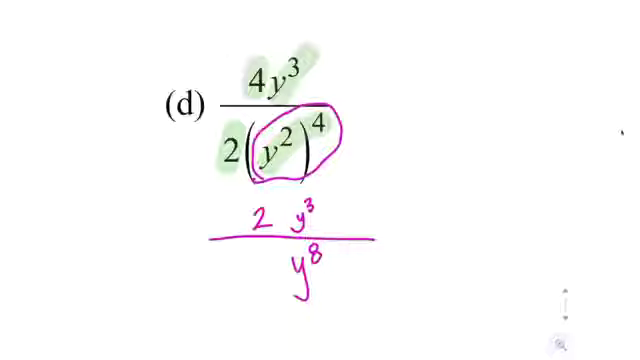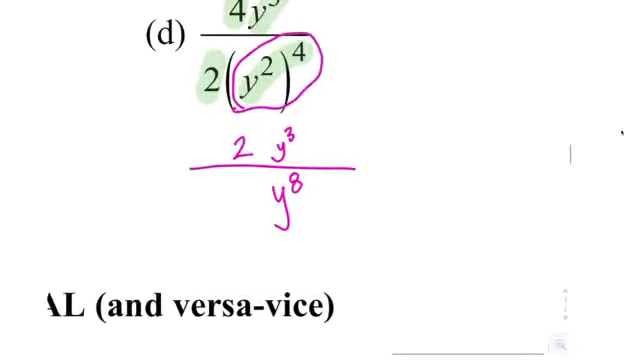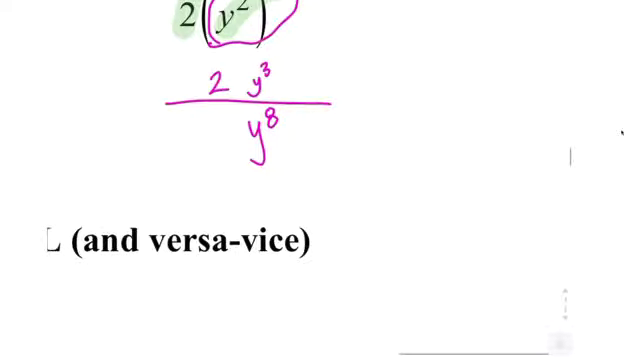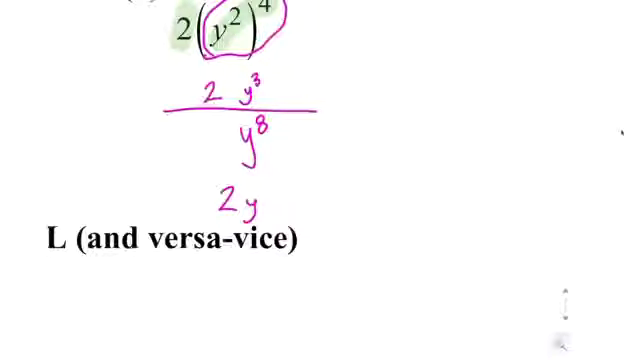The first way to do it is to use the rule from up above that says when you are dividing and the bases are the same, you subtract the exponents. When you do that, the result is always in the numerator, okay? So I'm going to write that as 2 times y to the, and then let's do the subtraction. What is 3 minus 8? -5. So you get 2y to the -5th.